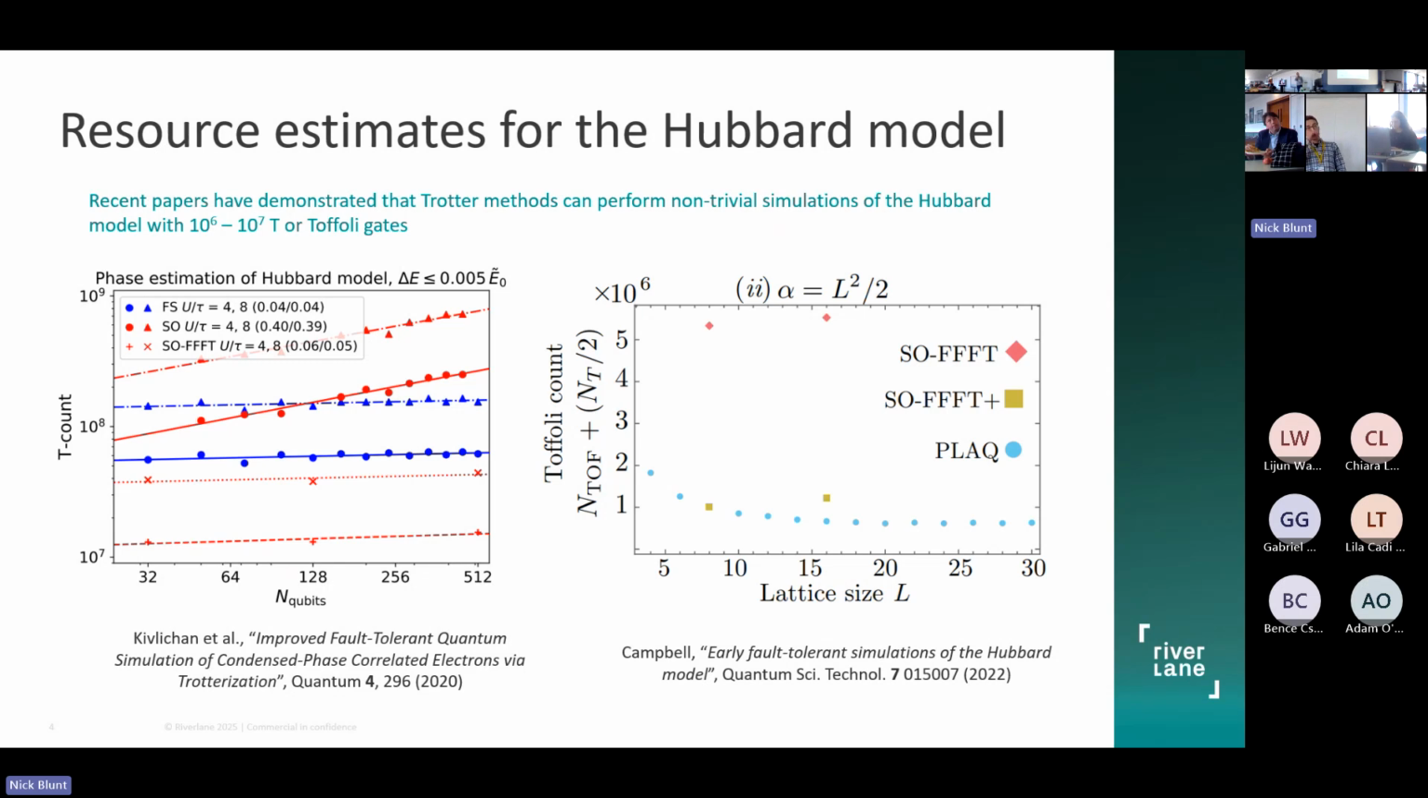And then a paper a couple of years later by Earl Campbell, where he introduces another Trotter scheme for the square-lattice Hubbard model, which is called tile Trotterization or FLAP. Here he finds that you can do something with around 1 million Toffoli gates in total. This regime of around 1 million operations is what is often referred to as early fault tolerance.